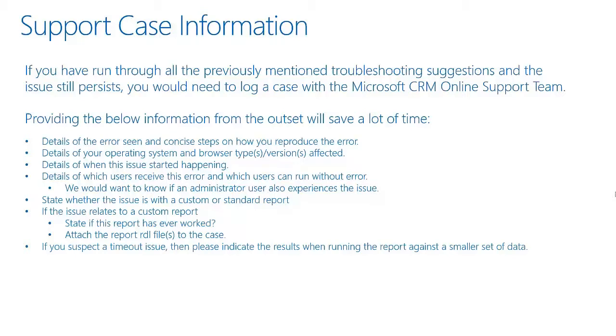So details of the error seen and concise steps on how you reproduce the error, details of your operating system and browser types or versions, details of when the issue started happening, details of which users receive this error and which users can run without error, if at all any. And so here we're also looking if you've tested or got your CRM administrator to test the issue with their user. Again, it kind of eliminates any permission scenarios here.